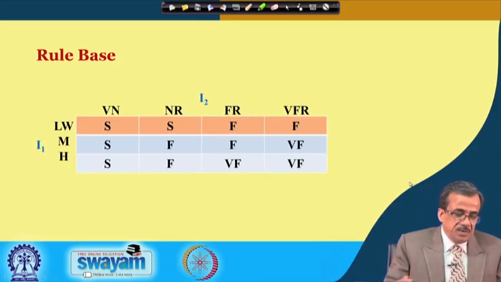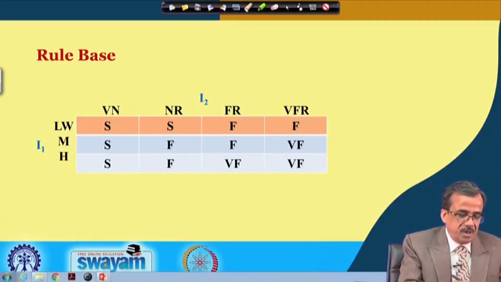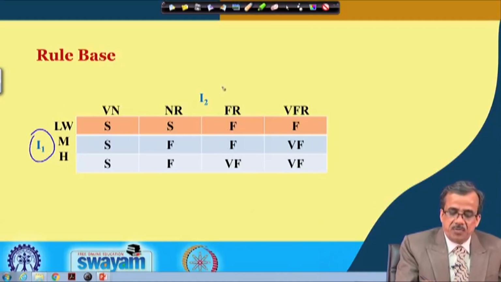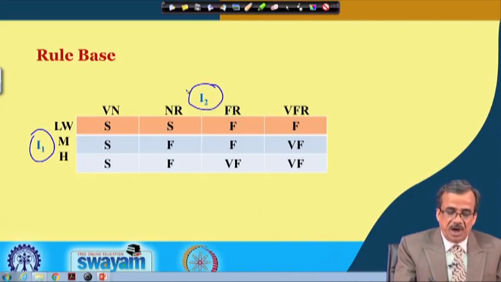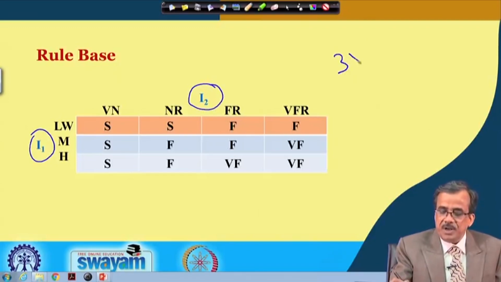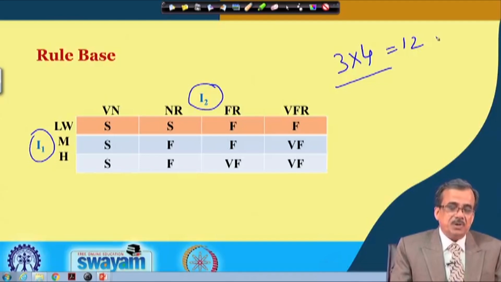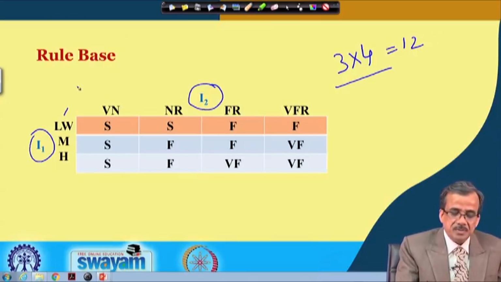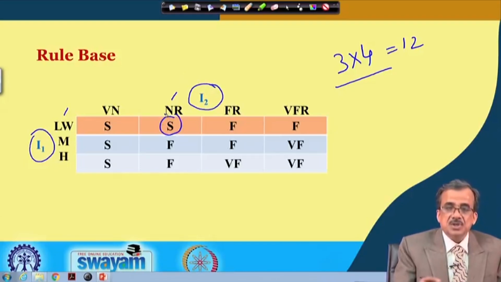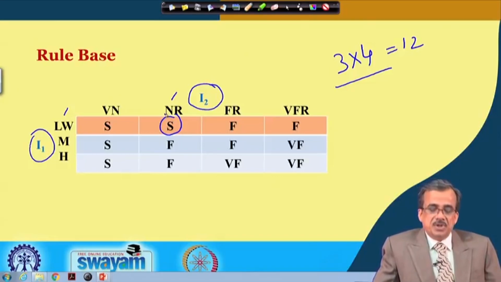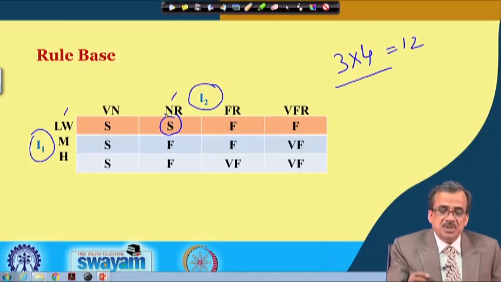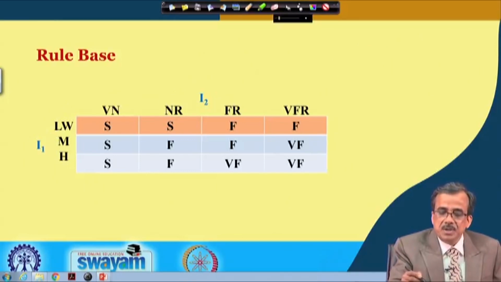Now, as there are 3 linguistic terms for this I 1 and there are 4 linguistic terms for this I 2, we have got 3 multiplied by 4 rules. So, we have actually got 12 rules. The rules are as follows: if I 1 is low and I 2 is very near, then the output is S. So, S is nothing but the slow. So, this is the way we designed these 12 rules. So, these 12 rules are designed something like this.